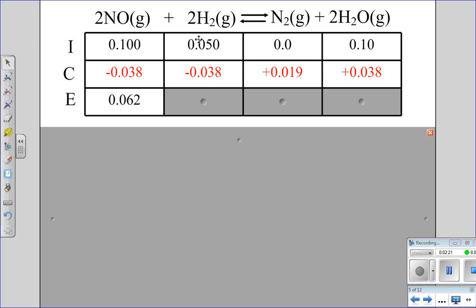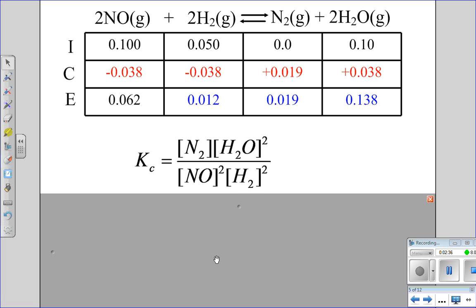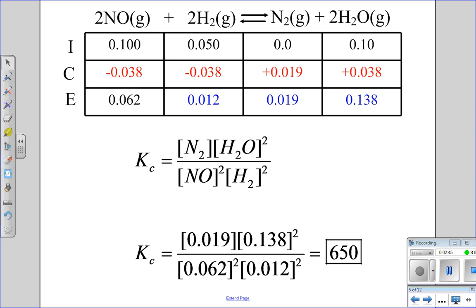So now it's as easy to just do this little math problem and find my equilibrium concentrations. So that's the first piece. Once you know your equilibrium concentrations, you can now come up with the equilibrium expression, products over reactants, and substitute in the numbers that you have found and evaluate it. 650. Right? Remember, Kc has no units.